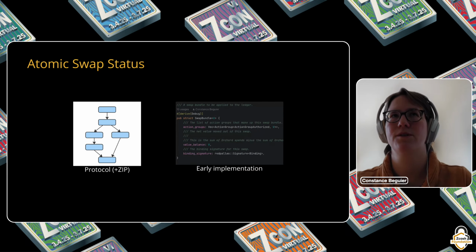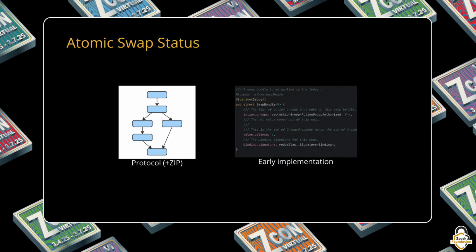So now I will present the status of atomic swap. We have already presented the protocol to Zcash. Now we have some discussion with ECC about some details of the protocol, just one or two details to fix before having the final protocol. The protocol is available in ZIP format on the Qedit zips repo, so it is publicly available. I think it will soon be integrated into the Zcash ZIP repository. So the protocol is almost finished, and we also have an early implementation.